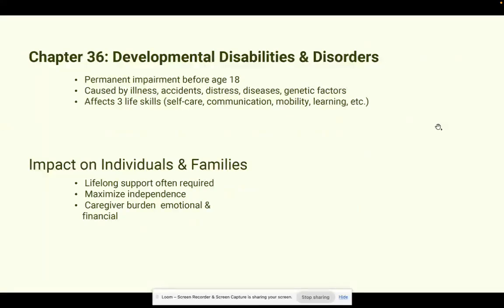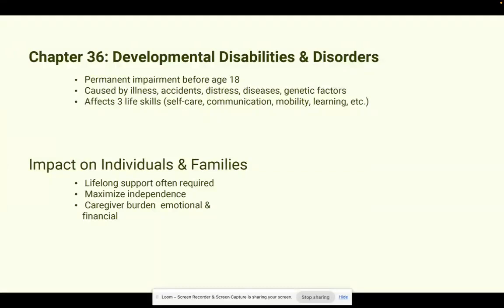So let's continue our topic in Module 8. Today we will be discussing Chapter 36, Developmental Disabilities and Disorders. This is very common in the workplace setting that you will be working, whether in a community setting, in a home setting of the client, or in a facility, because you will be dealing with clients who have developmental disabilities or disorders, or maybe through old age.